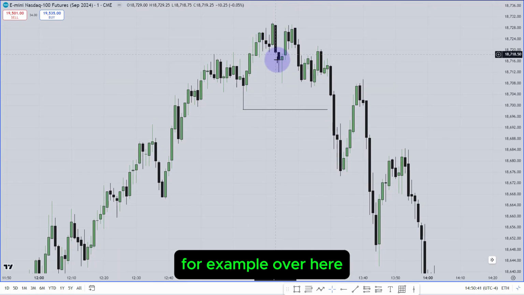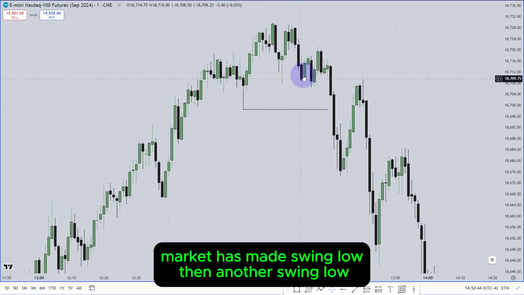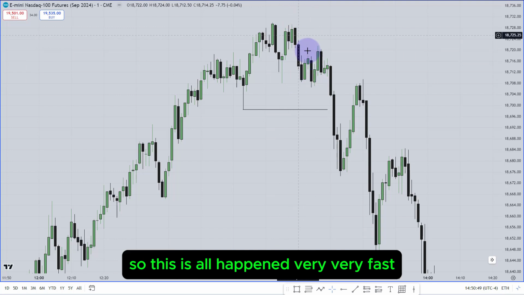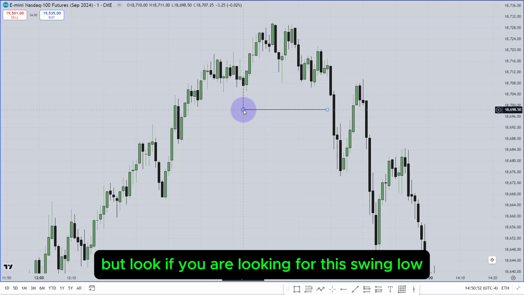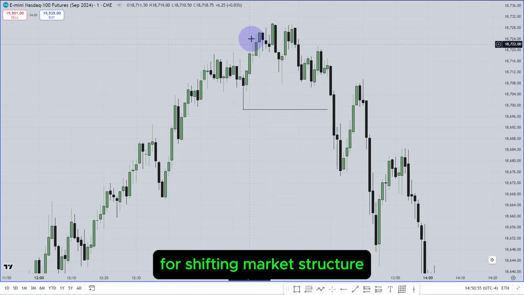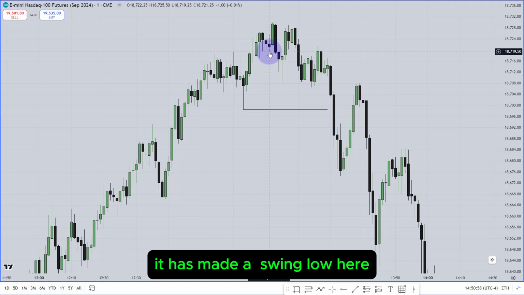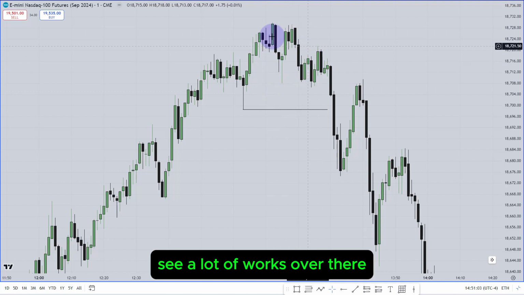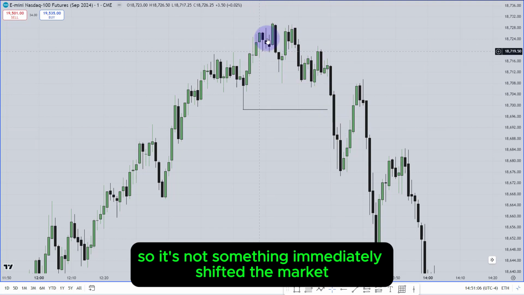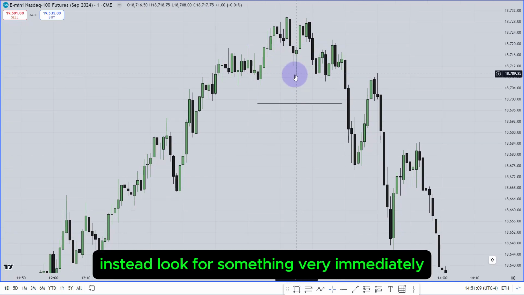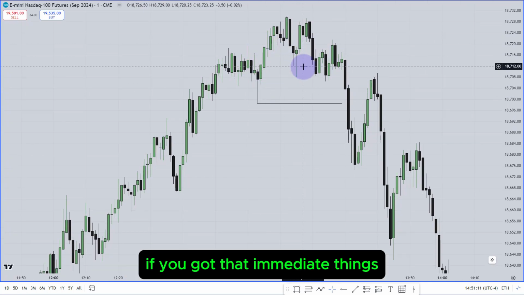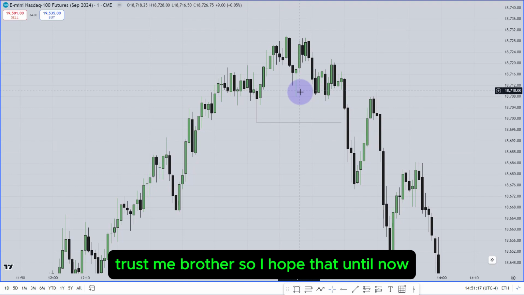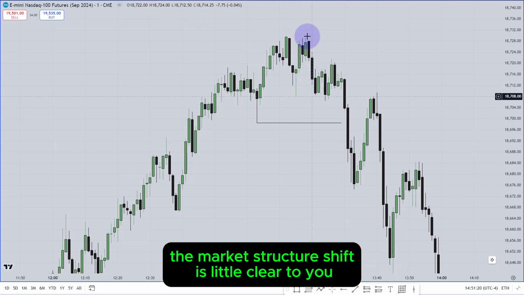For example, over here, the market has made a swing low, then another swing low, then shifted the market. So I got the market structure shift over here, then the immediate reaction. So this all happened very fast. But look, if you are looking at this swing low for shifting market structure, then the market takes too long. It has made a swing low here, two swing lows, 3, 4. See, a lot of work over there. So it's not something that immediately shifted the market. Don't trade those types of setups. Instead, look for something very immediate. If you get that immediate reaction, you will be able to avoid a lot of losing trades. Trust me, brother. I hope that until now the market structure shift is a little clear to you.